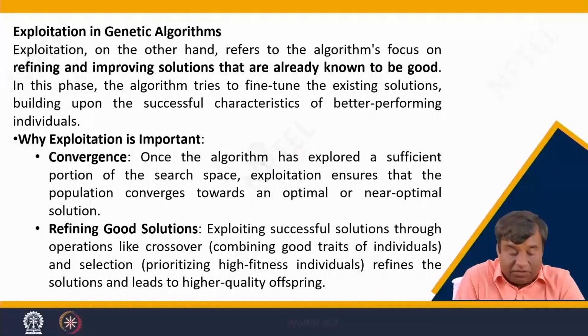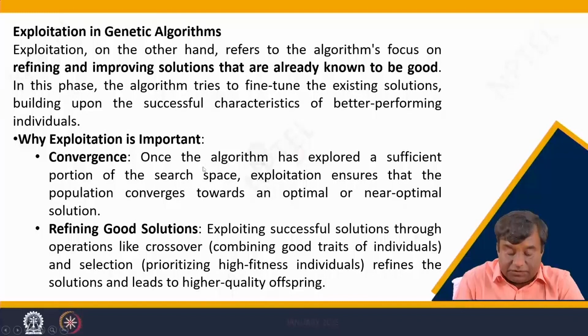Now, exploitation in genetic algorithms. Exploitation, on the other hand, refers to the algorithm focusing on refining and improving solutions that are already known to be good. In this phase, the algorithm tries to fine-tune the existing solutions, building upon the successful characteristics of better performing individuals. Why is exploitation important?